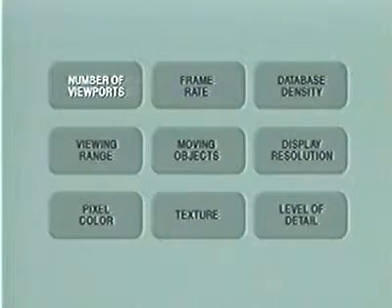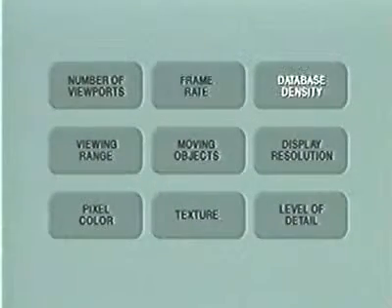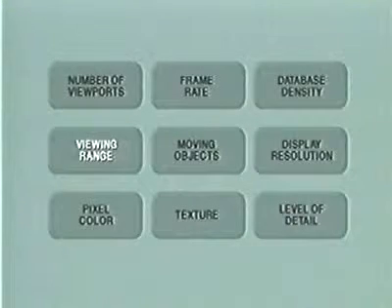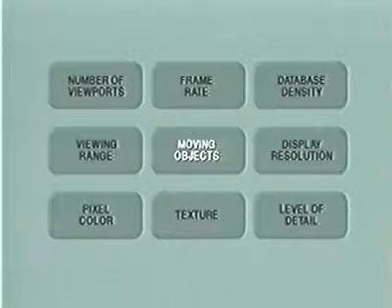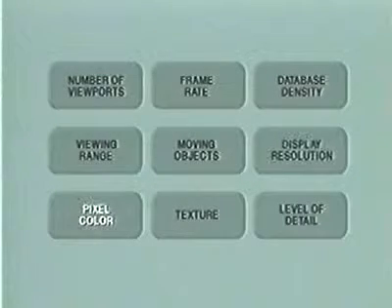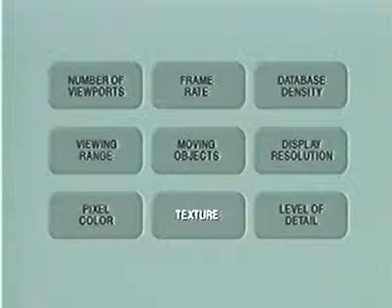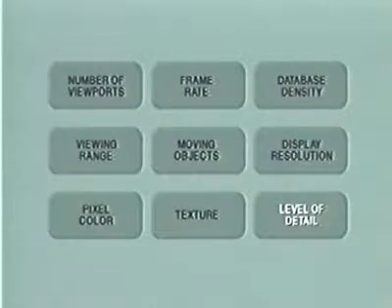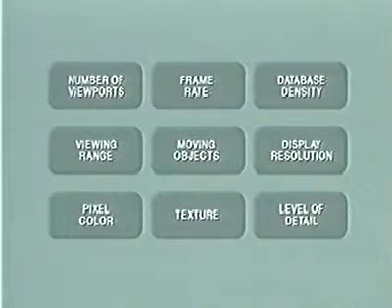How we will see or paint these pictures, and with what fidelity to real life, is governed by many other factors. Some of these are the number of viewports, frame rate, database density, viewing range, number of moving objects, display resolution, pixel color, texture, and level of detail. All involve computer power. With the number of viewports, for example, the computer power used is directly proportional to the number of different views generated at the same time. Twice the viewports, double the needed power.